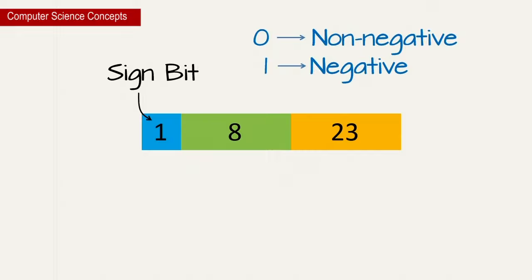Like its name suggests, the sign bit determines the sign. It lets us know whether the number is a positive number or a negative number. It is 0 for the non-negative number, while it is 1 for negative numbers.